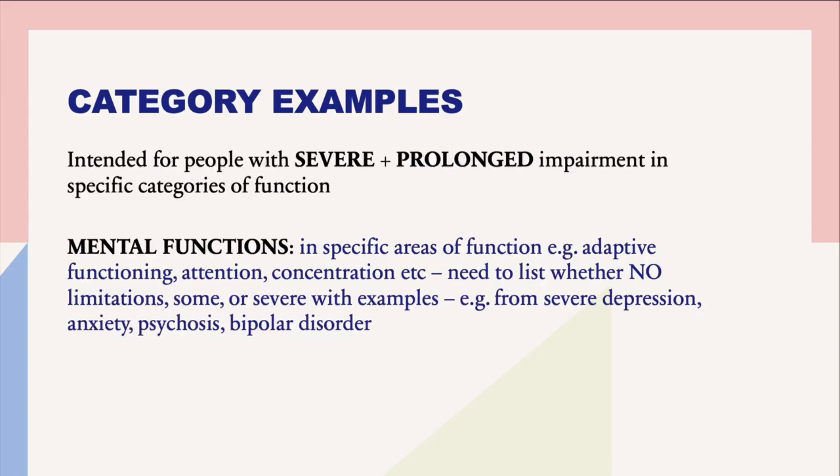Next would be mental functions. These are in specific areas of function like adaptive function, attention, concentration, etc. You need to list whether there are no limitations, some, or severe in each of these specific categories with examples. These limitations may be linked to things like severe depression, anxiety, psychosis, bipolar disorder, autism, etc.